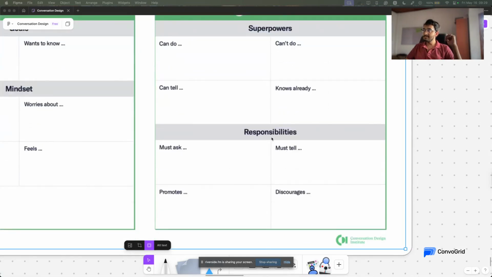And then the other thing is the bot's responsibilities. So what the bot must ask from the user, what the bot must tell the user, what the bot can promote to the user, and what the bot should discourage the user from doing. Those sort of things are also things that we have to think about when we are actually making the bot. So just to give an example about that.